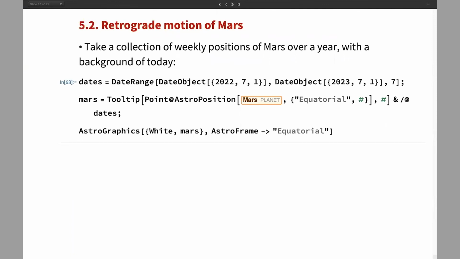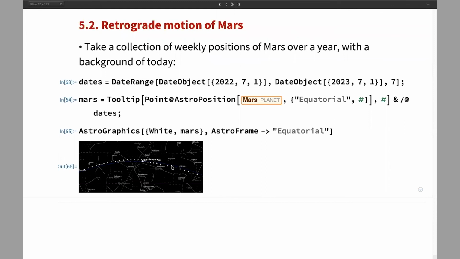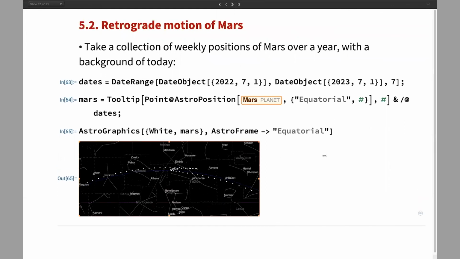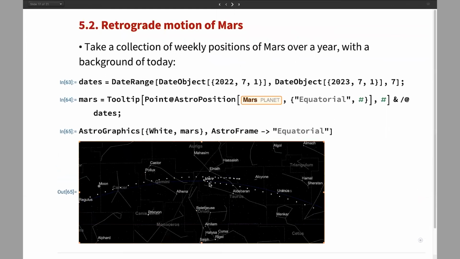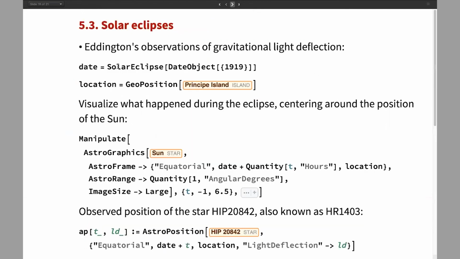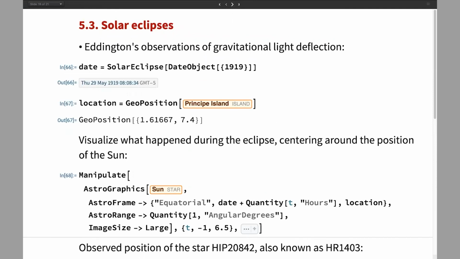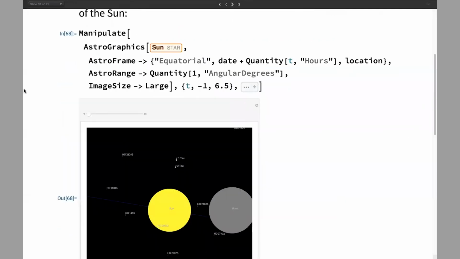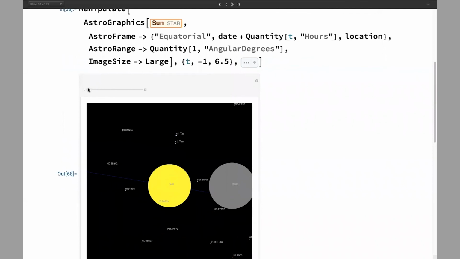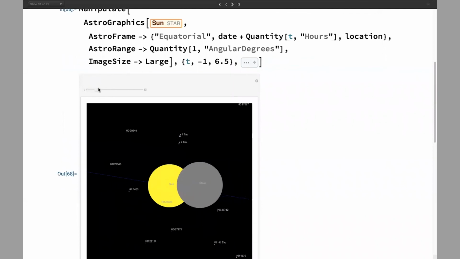We can compute multiple positions for Mars and then show them on a map, right? And we see the retrograde motion of Mars. Mars is currently there in red. That's the ecliptic plane. These are positions of Mars over a year or so. We can imitate solar eclipses. And here I have the solar eclipse of the observation by Eddington, right? In which he was able to measure deflection of the light by the sun.